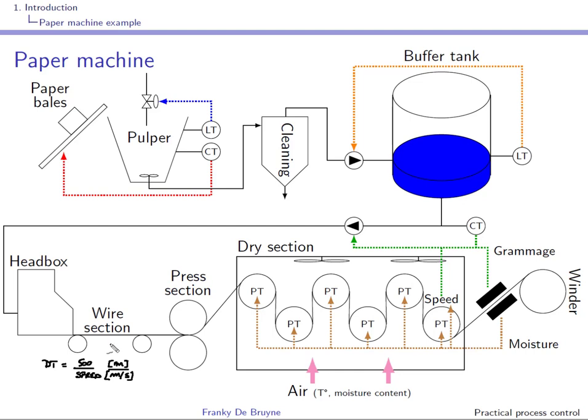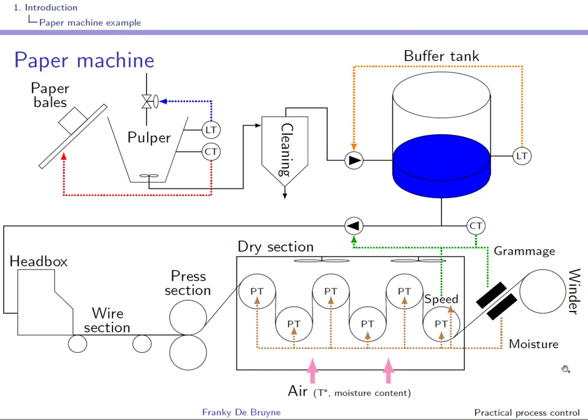You can see that the process dynamics will change with the operating point. In this case, the operating point is dictated by the production speed. If the process dynamics changes, this means that the controller, the internal model controller, should change as well. And this is achieved by doing scheduling. And this is covered in section 6.